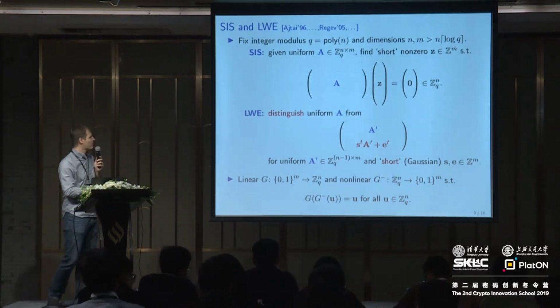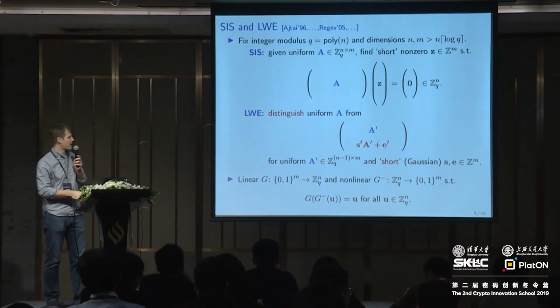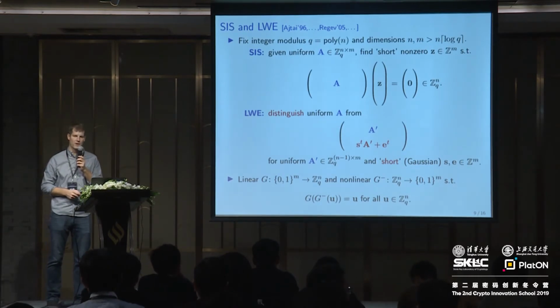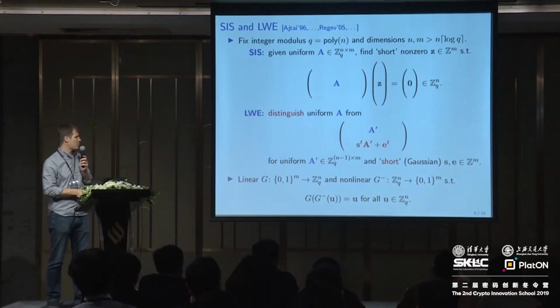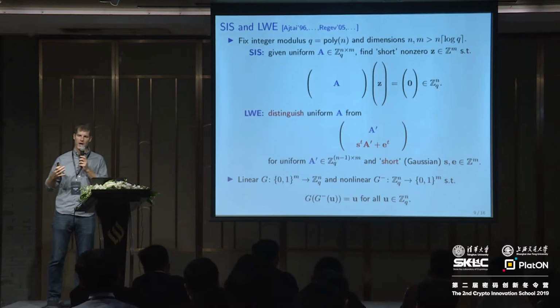Okay, so we have LWE, and we have this gadget function and its inverse. And what's important is the gadget function is linear. So if you add the two inputs, the two outputs are also added.